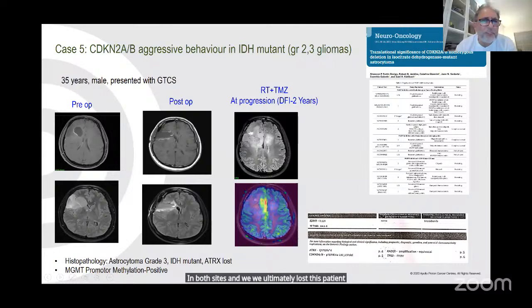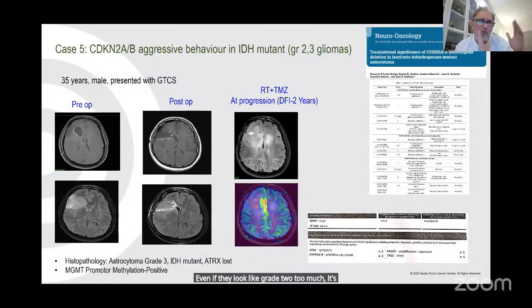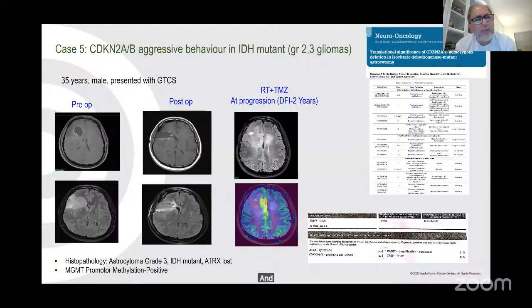And it turns out that about 10% of so-called grade 3 and about 4% of grade 2 IDH mutant tumors can harbor a rather aggressive alteration called CDKN2A/B, and they are now called molecularly defined glioblastoma. Even if they look like grade 2 tumors, it's very important for neurosurgeons also, because they may just give the prognosis that the patient is going to do well. But we routinely now do CDKN2A/B. It costs about 8,000 to 10,000 rupees to do the test. And they are actually very, very aggressive tumors, almost like glioblastoma, even if histologically they look like grade 2 tumors.